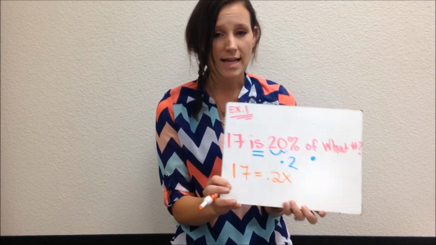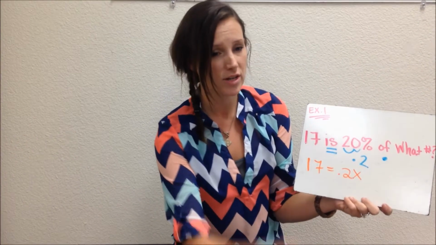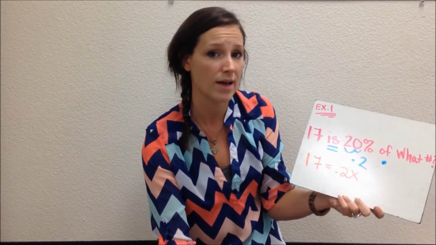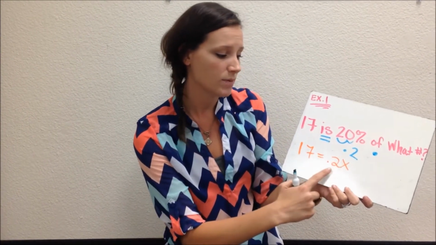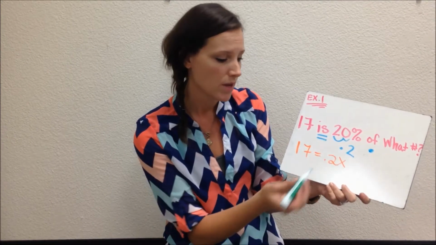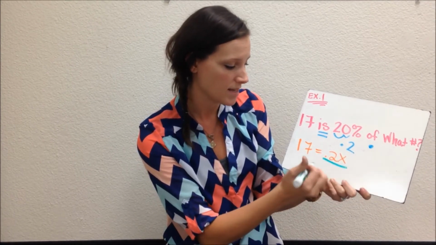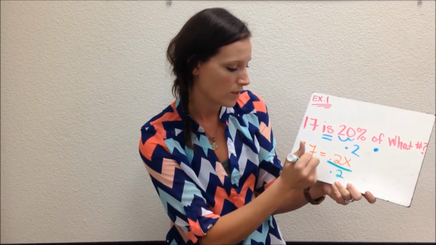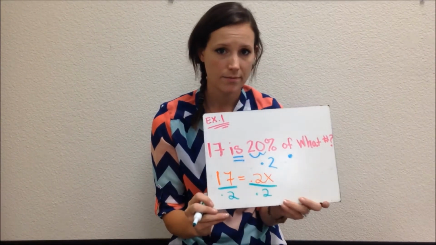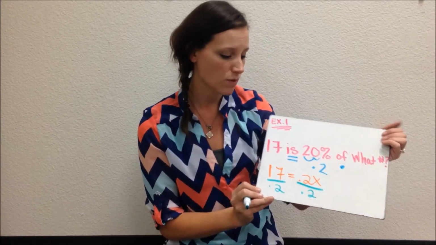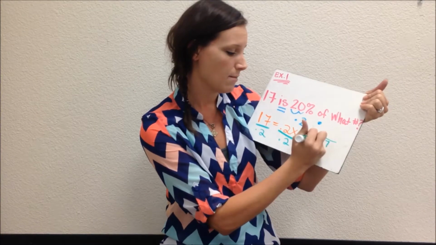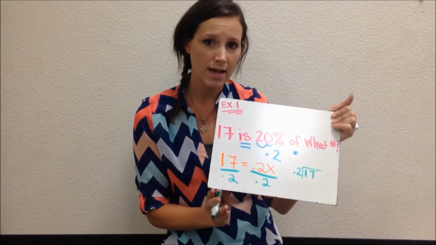Okay, the last thing I have to do is to solve my equation. So I'm going to look at what's happening to my variable. My x is being multiplied by 0.2, so I need to go ahead and do the opposite, which would be to divide both sides by 0.2. Okay, you can set up a division problem on the side of your paper. 17 is on the inside and 0.2 is on the outside.